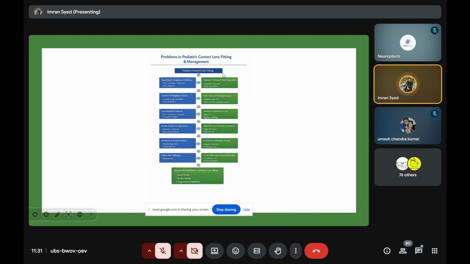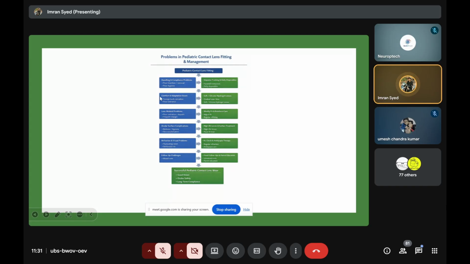So you have fitted the contact lenses. After 1 month or 2 months, the patient comes again with a problem. Now you have to see what the problem is and how you can correct it. If the patient comes with a handling or compliance problem, then you have to instruct the parent again and shift them to daily disposable lenses, as it is easier.